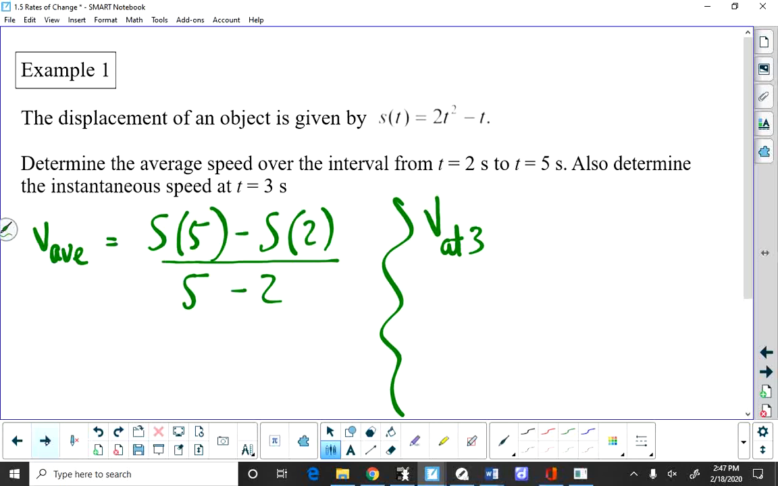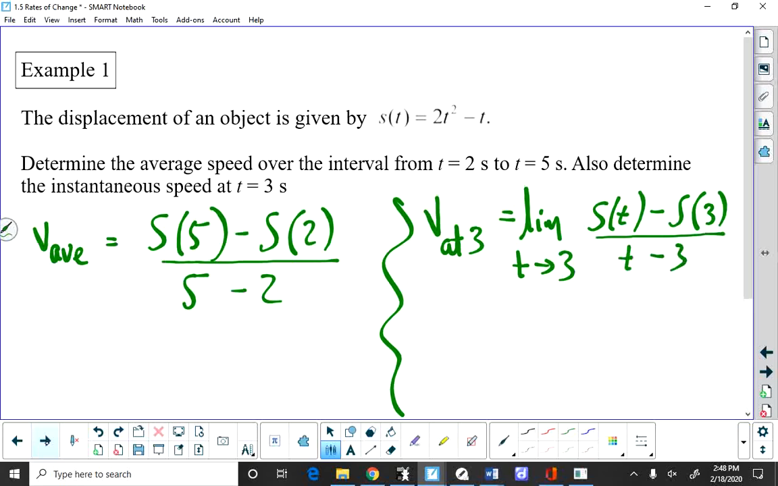There's nothing special about the 3 seconds here. It's just a number. It has nothing to do with the 2 and the 5. It's just a particular time. It would be equal to the limit as t approaches 3 of s of t minus s of 3 over t minus 3, where s of t is 2t squared minus t.